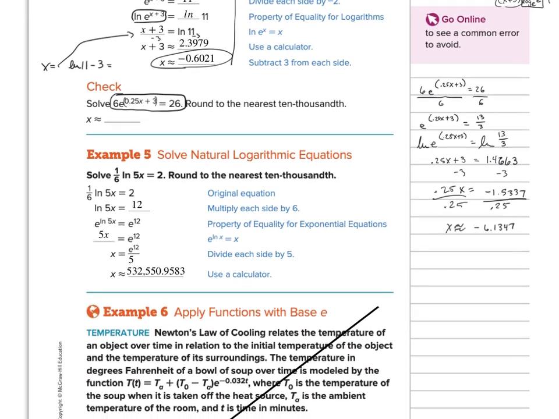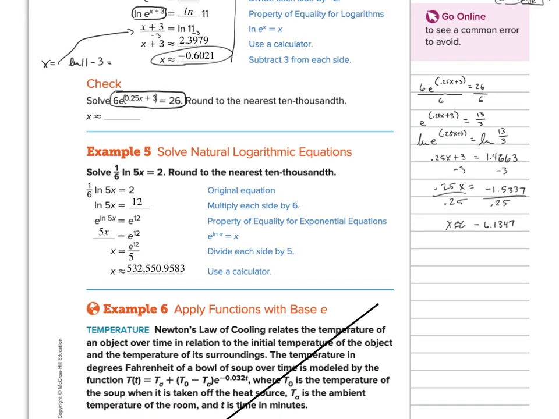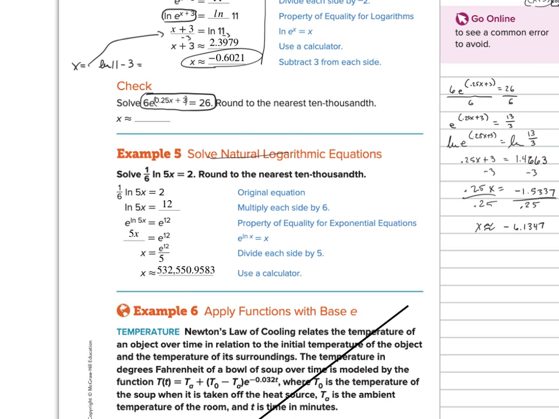So here as I look at this next example, how to solve that natural log equation. Again, I have this 1/6 natural log of 5x equals 2. What can I do here? I can multiply both sides by 6 to get rid of my fraction. So the natural log of 5x is equal to 12.